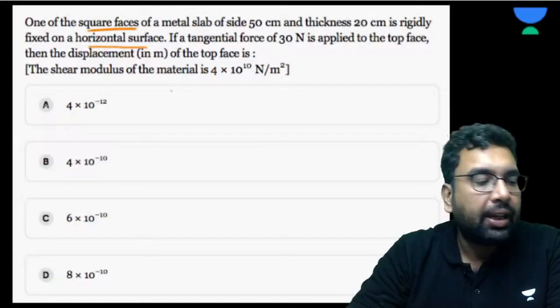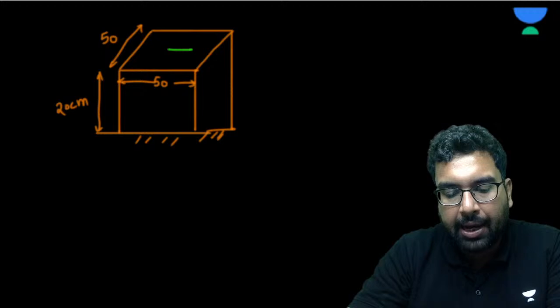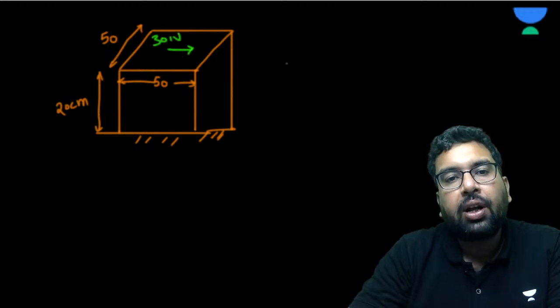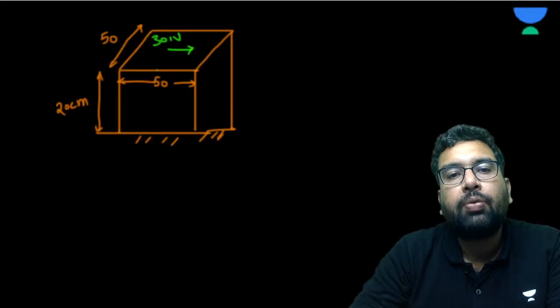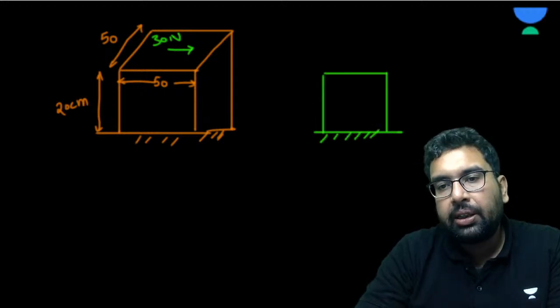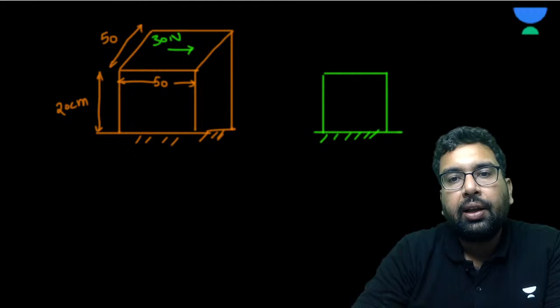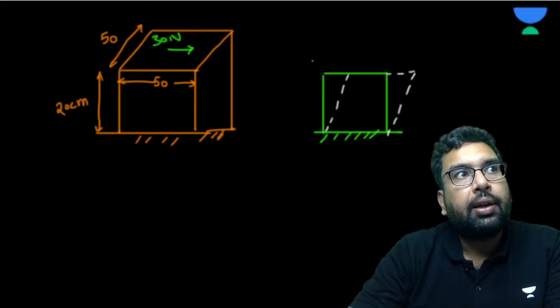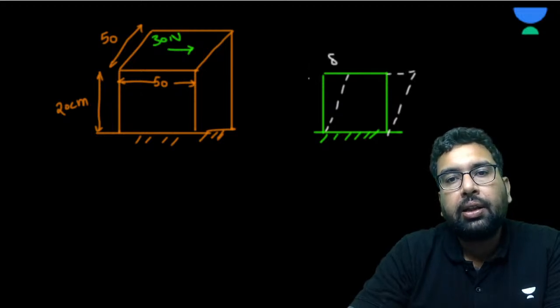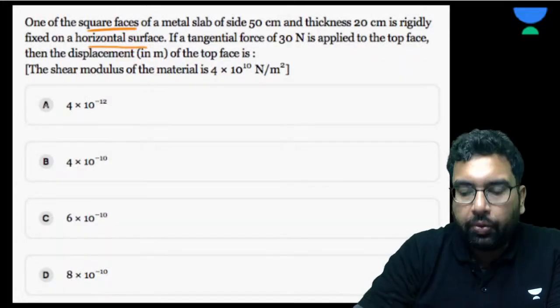So now when we are fixing it on the horizontal surface, this is 50, this is 50, and a tangential force of 30 Newton is applied. We are asked about the displacement of the top surface. That means we need to find this delta. So let's see this in another orientation. In two dimensions, I'll have to see this. This is going to be the delta and this is 20. Ultimately we have to find this delta. So now we can apply Hooke's law.